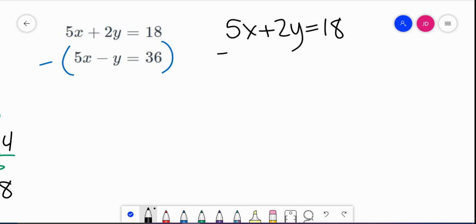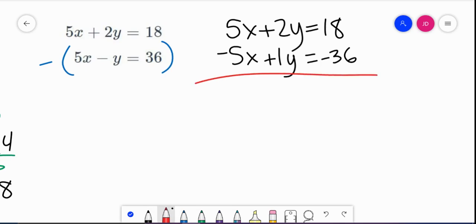To negative 5x plus 1y. I'm going to put the 1 there just so you remember. And negative 36. So when I subtract that, you're just changing the signs of each of the terms inside the equation. Now I can eliminate the x's. And I have 2y plus 1y, which is 3y. 18 minus 36 is negative 18.